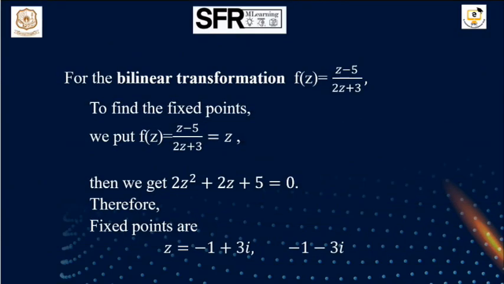Next, we consider the example f of z equal to z minus 5 divided by 2z plus 3. For this transformation, we find the fixed points by putting f of z equal to z, that is, we get 2z square plus 2z plus 5 equal to 0. By solving this quadratic equation, we have two fixed points. The first one is minus 1 plus 3i and the second one is minus 1 minus 3i.